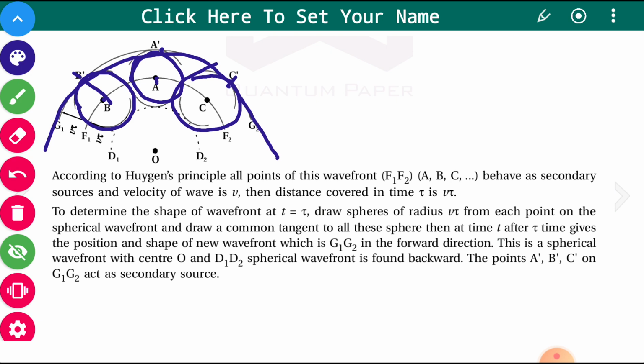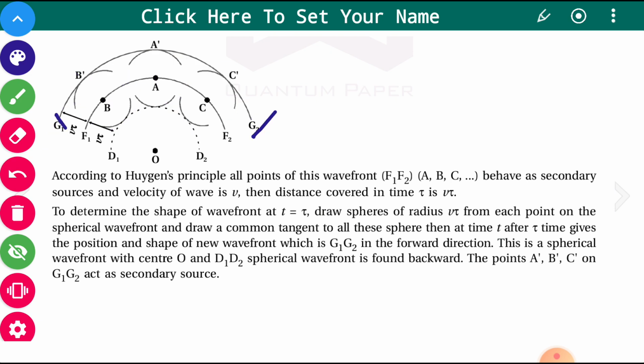It also gives the position of the new wavefront, and that is denoted here as G1, G2. This is a spherical wavefront with center O. This was our initial spherical wavefront. And if you draw it in the backward direction, then you will have D1, D2 as a spherical wavefront.